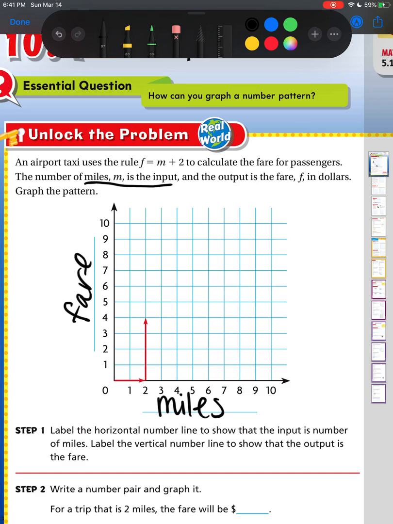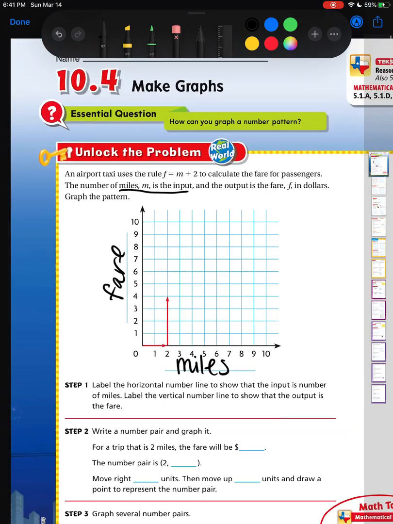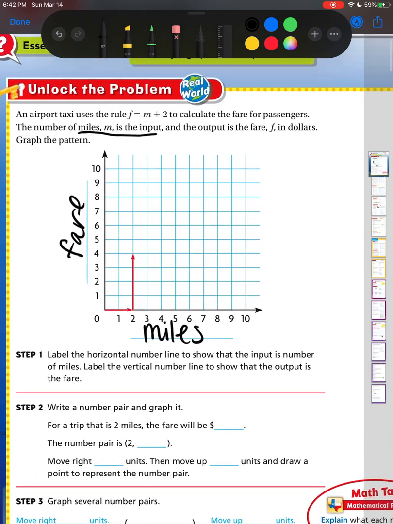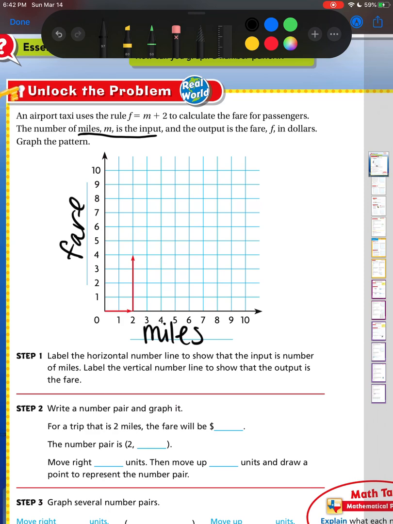And now we can start writing our number pairs and graph it. So for a trip that is 2 miles, let's look at our rule. Our rule was F is equal to M plus 2. So whatever M is, I could basically pick a number from my number of miles, add 2 to it, and that would be the cost, right? So for a trip that is 2 miles, 2 miles plus 2 would equal $4, right? So for a trip that is 2 miles, the fare would be $4. Since 2 was my input, 4 was my output, my number pair would be 2, 4.